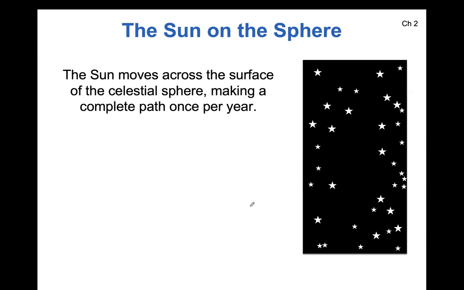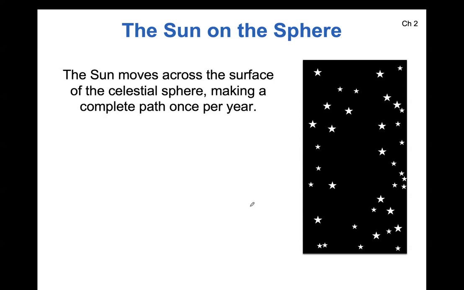So, starting with the sun, a great place to start. It's a natural idea for the importance of apparent motion across the celestial sphere. In fact, the motion of the sun across the celestial sphere is almost as important as the celestial equator itself. So it's going to create a circle that is a key reference, a key idea of the celestial sphere. So the sun moves across the surface of the celestial sphere, making a complete path once per year.